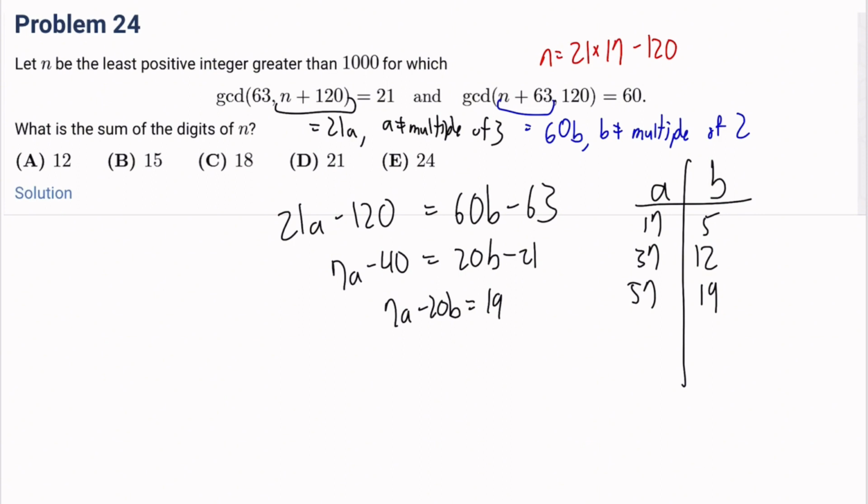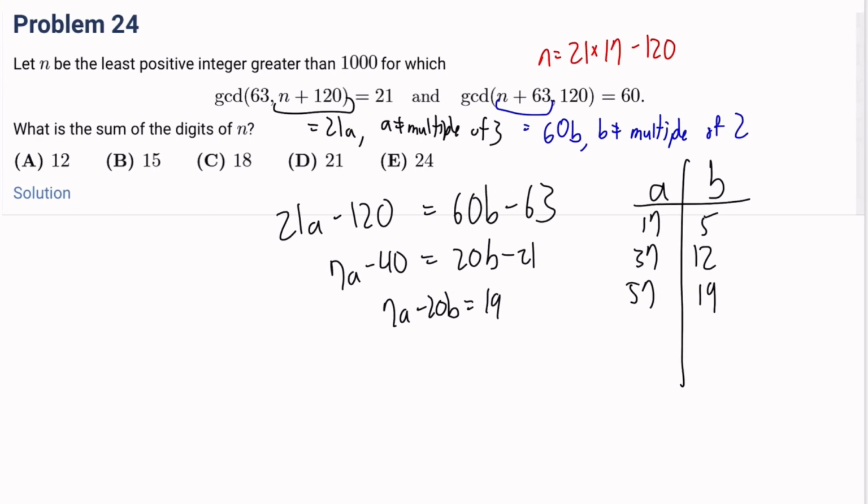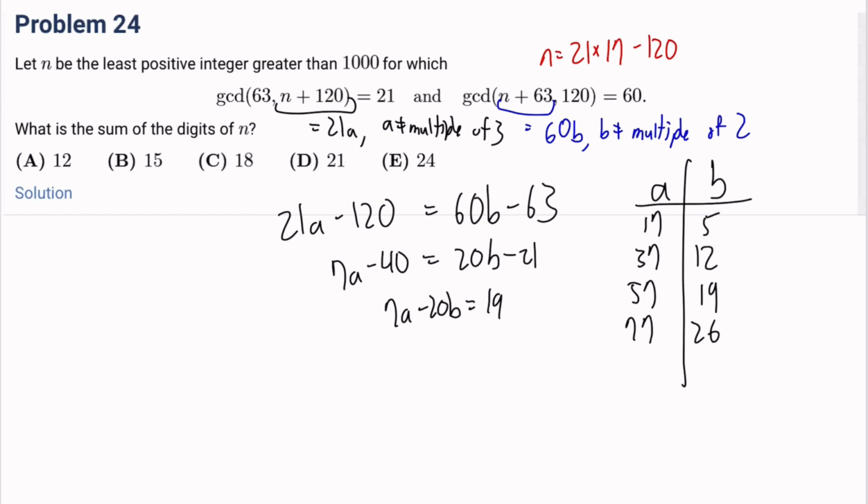Now let's check the conditions. A is not a multiple of 3. Oh, well, 57 is a multiple of 3, right? 57 is 3 times 19. So this also cannot be it. Now let's look at more values. It can be 77 and 26, but the same thing, b cannot be a multiple of 2, but it is, so we skip that, and then we go to the next one. That is 97 and 33.